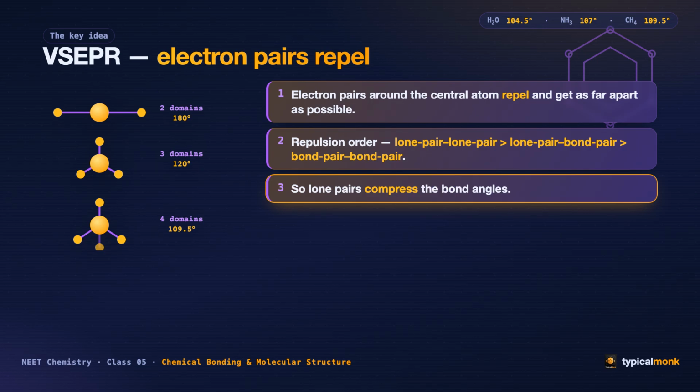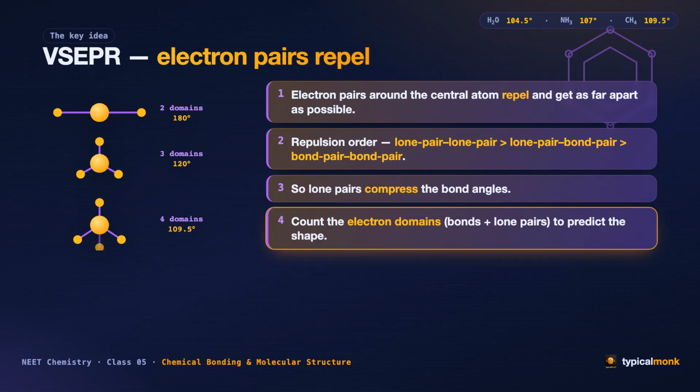Lone pairs, being greedier for space, compress the bond angles, squeezing the bonded atoms closer together. So here is the whole method in one breath. Count the electron domains around the central atom. That means the bonds plus the lone pairs. And that count alone lets you predict the shape.